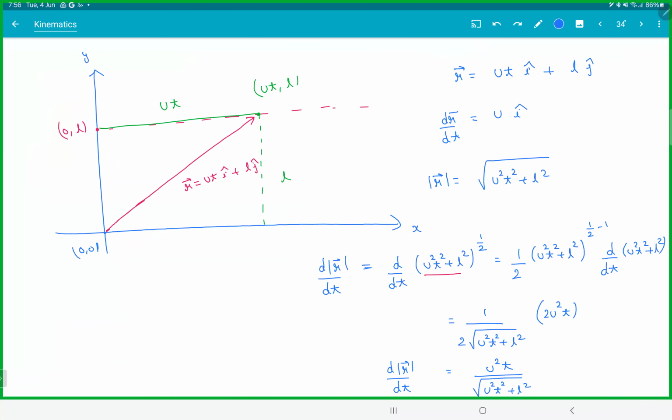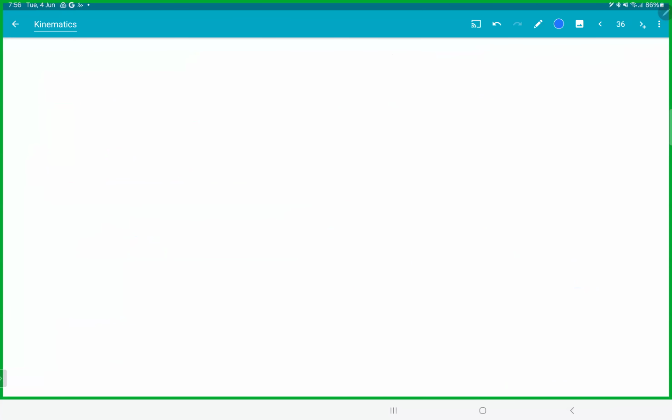Great. Let's see something a little simpler. A vehicle goes in a straight line.